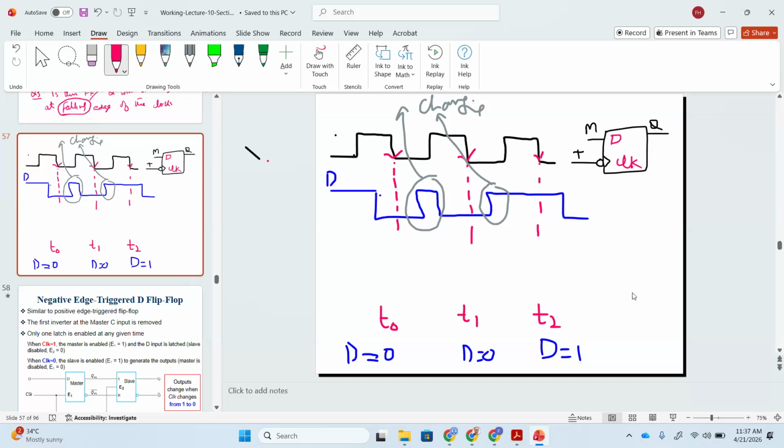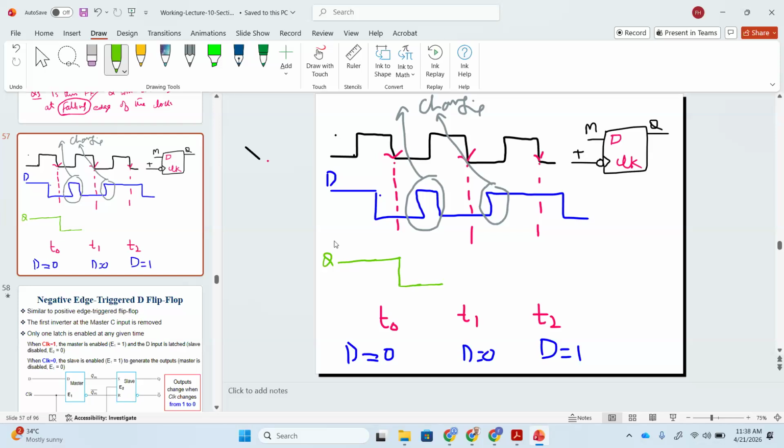Okay, now let's assume we have a Q here. Let's assume the initial value of Q is 1. Q will become 0 here, because it's a falling edge of the clock. So Q is 0, 0, 0, 0, 0, 0.